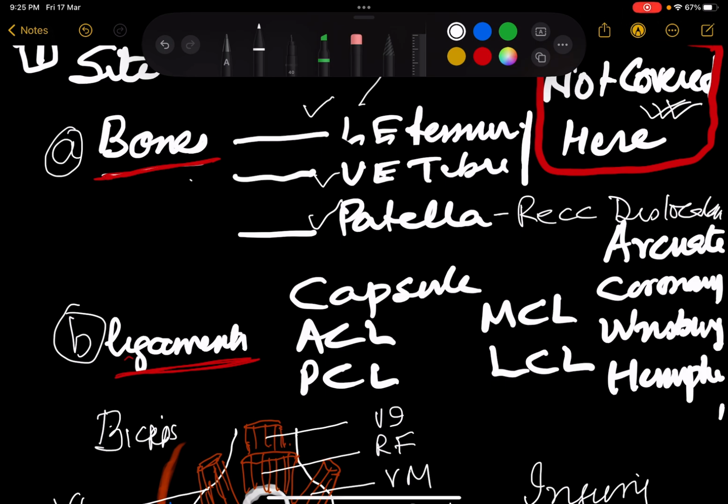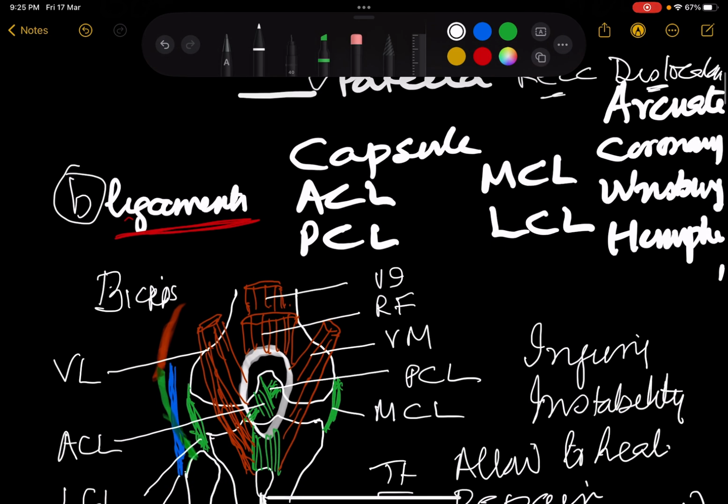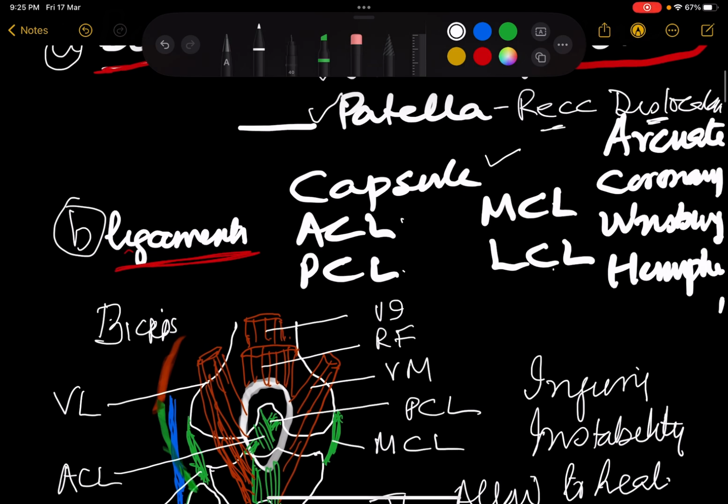In the patella, you have chondromalacia patellae, and you have recurrent dislocation, and of course, we have made a beautiful video on recurrent dislocation. In the ligaments, you have the capsule, the anterior cruciate, the posterior cruciate, the medial collateral, and the lateral collateral ligaments. Whenever they are injured or lax, they present with laxity or instability.